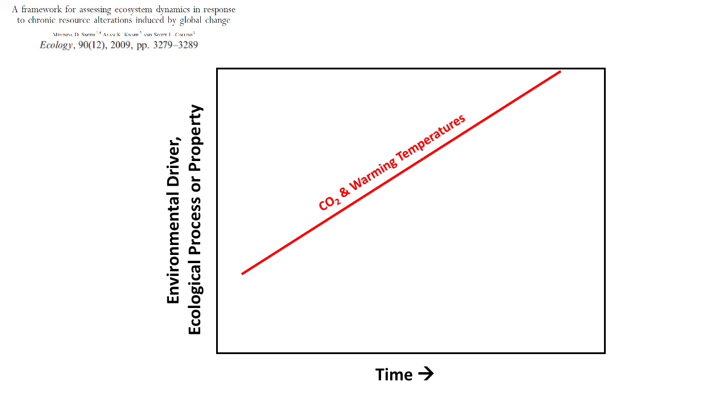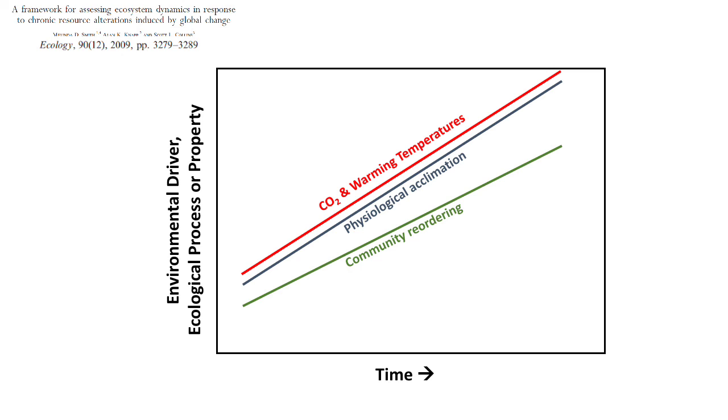Another way to visualize that is a variation of what we published in a paper back in 2009. If you think about how environmental drivers are changing over time and ecological processes are changing over time, a simple way to think about it is something like this. Here's the change in carbon dioxide or the change in temperatures that might occur over time. Physiological acclimation of the species that exist as things warm or CO2 changes is probably also pretty rapid, and can occur pretty quickly.